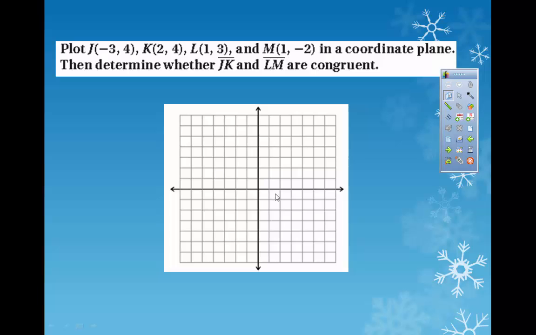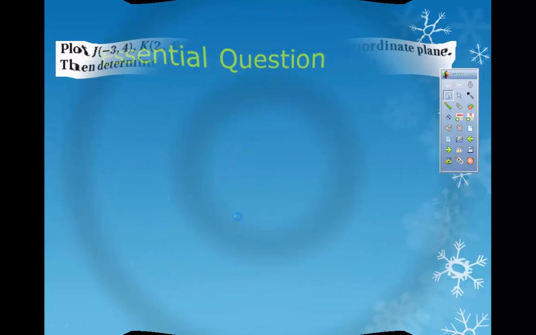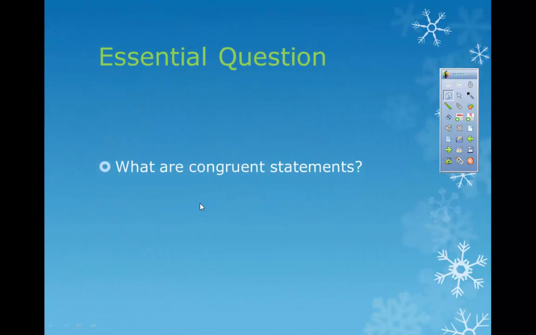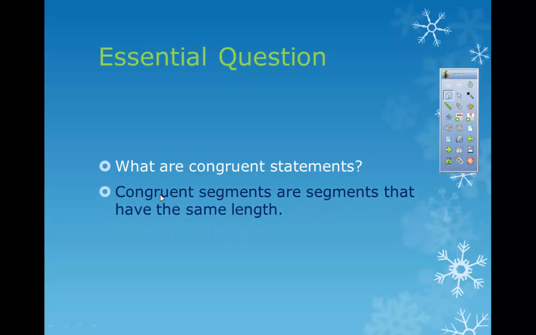So in any event, those two segments were congruent. And now we're up to the central question. I mean, it's that simple. Congruent segments are segments that have the same length.